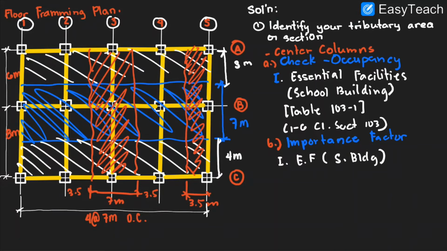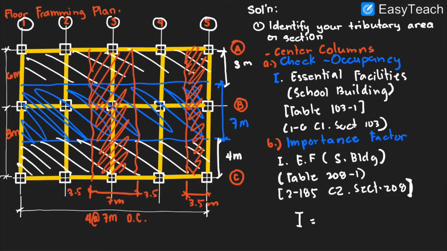So, based on our table, saan makikita yung importance factor table? That is now identified at table 208-1, page 2-185, chapter 2, section 208 of NSCP. So, if it is an essential facility, a school building, therefore, the importance factor is now 1.5 or I_P value is equivalent to 1.5. So, meron na tayong importance factor.